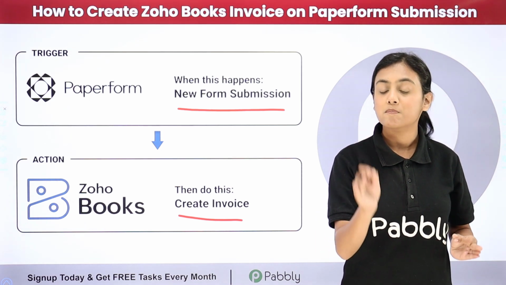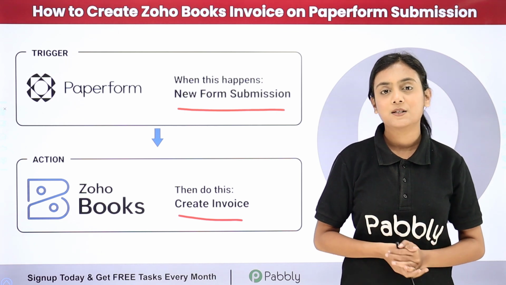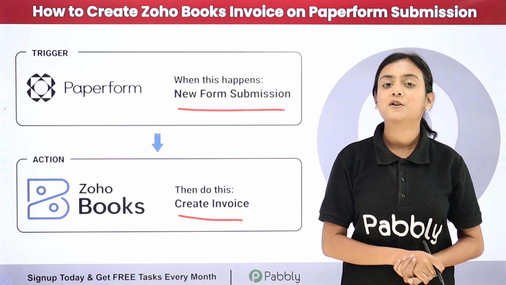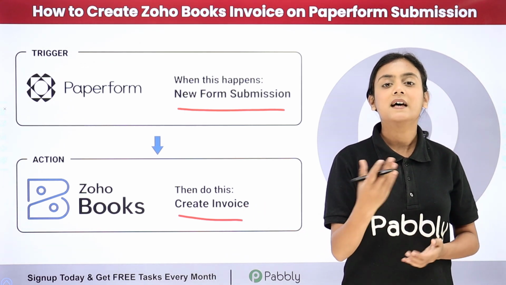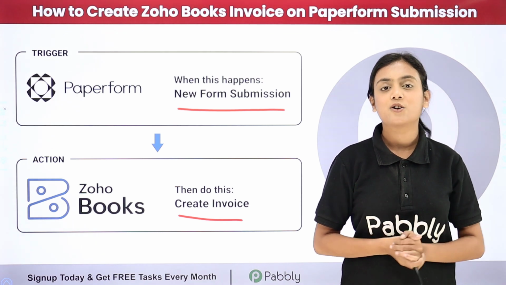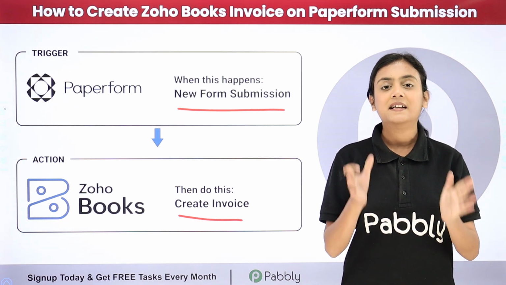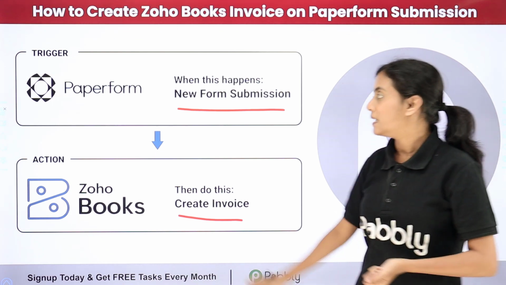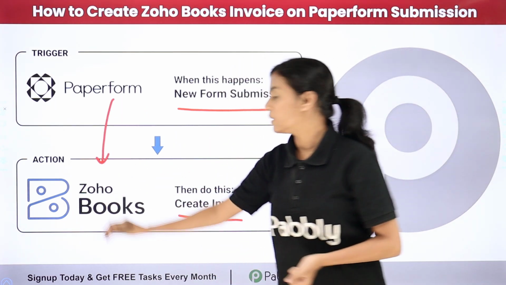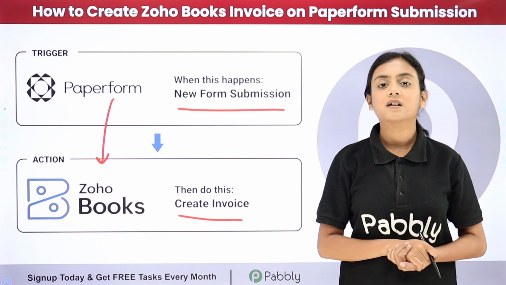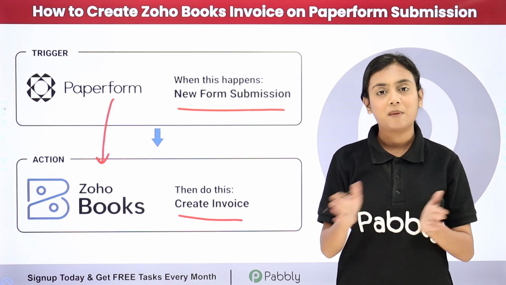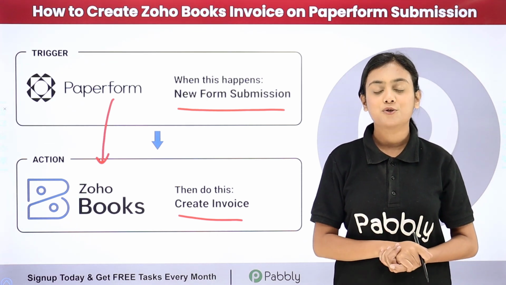If I do this manually, it will be very time consuming. So what I've done is I've simply automated this entire process with the help of Pabbly Connect, which is an amazing automation and integration software. In this automation, I'm going to build a connection between Paperform and Zoho Books with the help of it. So if you also want to learn about this amazing automation process step by step, let me take you to my screen.